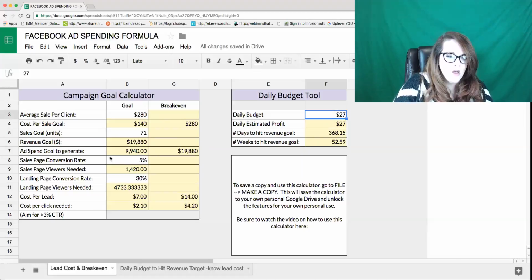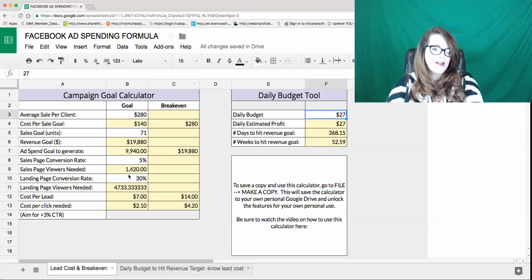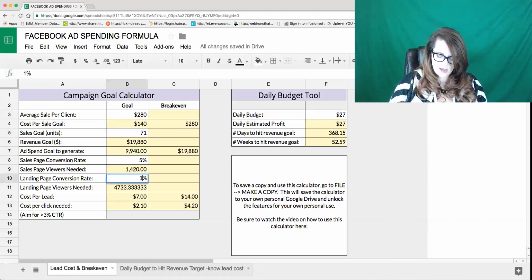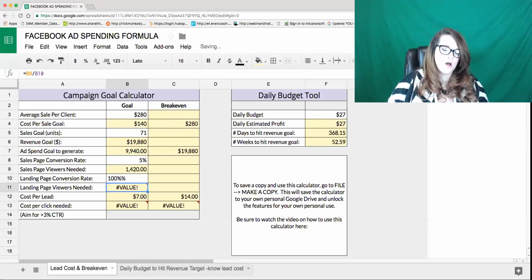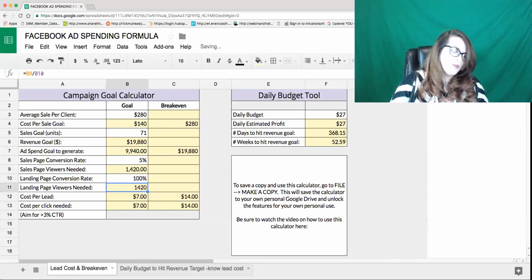All right. So now on the flip side of this, if I were sending them directly to the landing page and I had 100% conversion on this, whoops, I put in too many percent signs there. There we go.